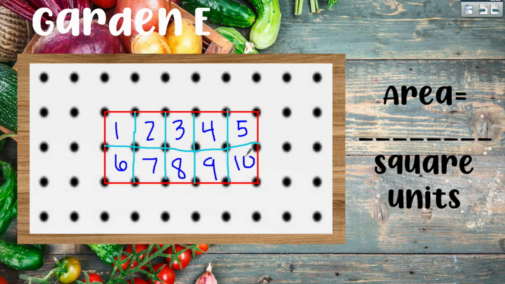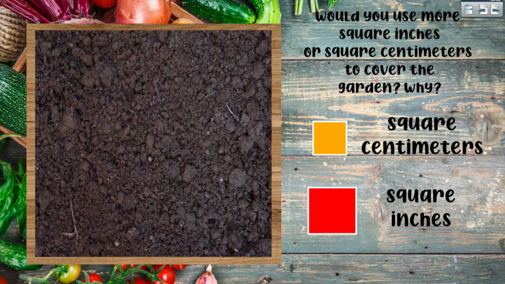So by doing this, I found out that the area of garden E will have 10 square units. So I'm going to write that in my blank. Area equals 10 square units.